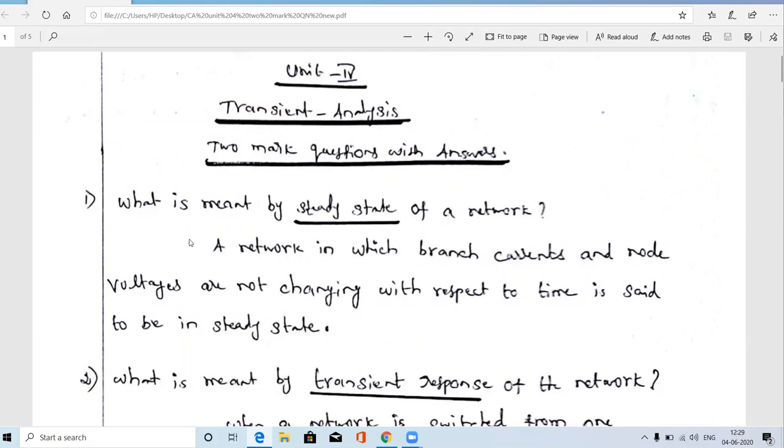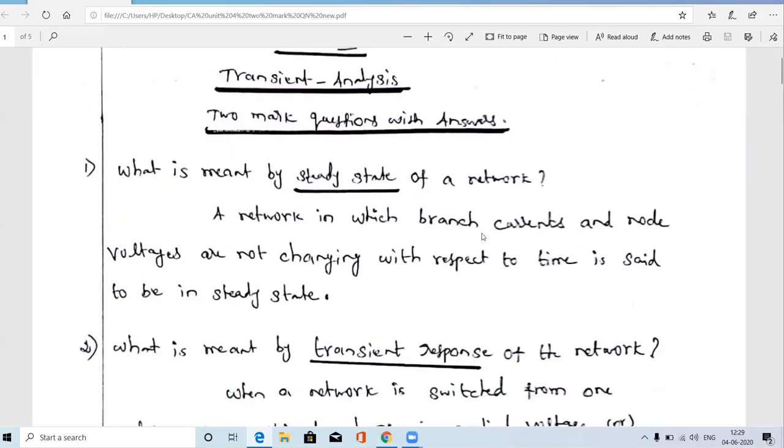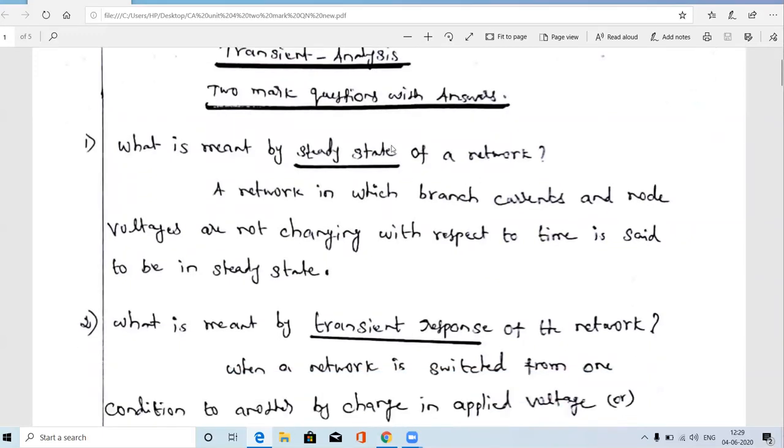So the first question. In transient analysis, the first thing you should understand is two things: steady state response and transient response. So first one, what does it mean by steady state of a network? We discussed that in the first, second, and third units and so on. In those, we derived the steady state response only. So what does steady state response mean?